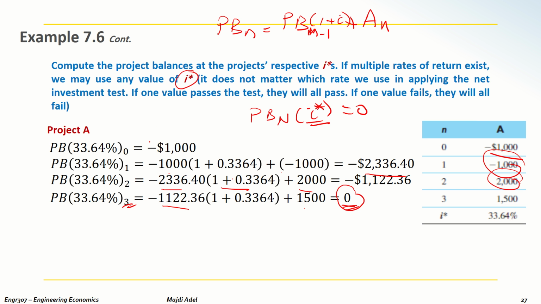So the project balance is negative at n equals 0, negative in the first year, negative in the second year, and at the end it is 0. So this is a pure investment. And if you examine this project, it is also a simple project. It starts negative and changes the sign one time. Okay?